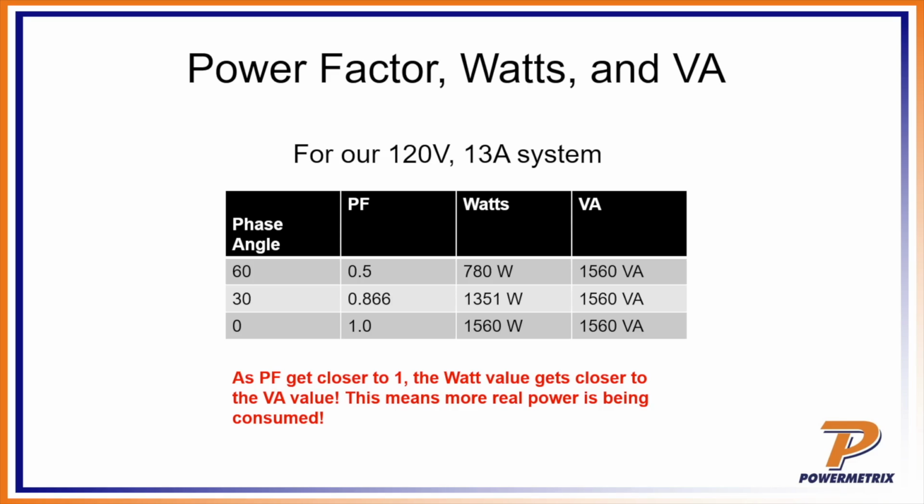So this is a great screen to show what we're talking about. As the power factor increases, it goes from 0.5 to 0.866, which designates a 60 and then a 30-degree angle, and then unity, which is 0 degrees, and you've got 1 there. What happens is the watts and the VA stay the same.